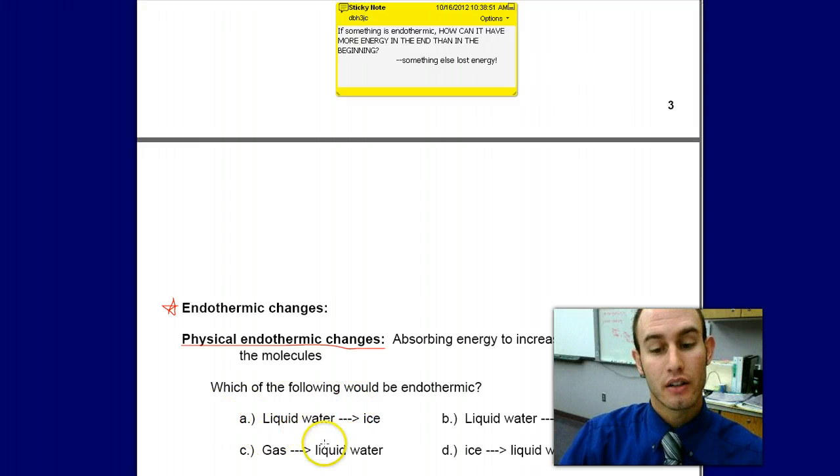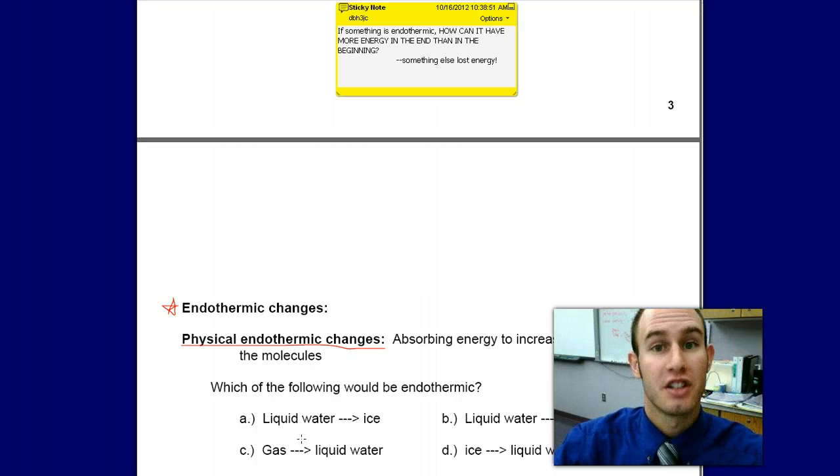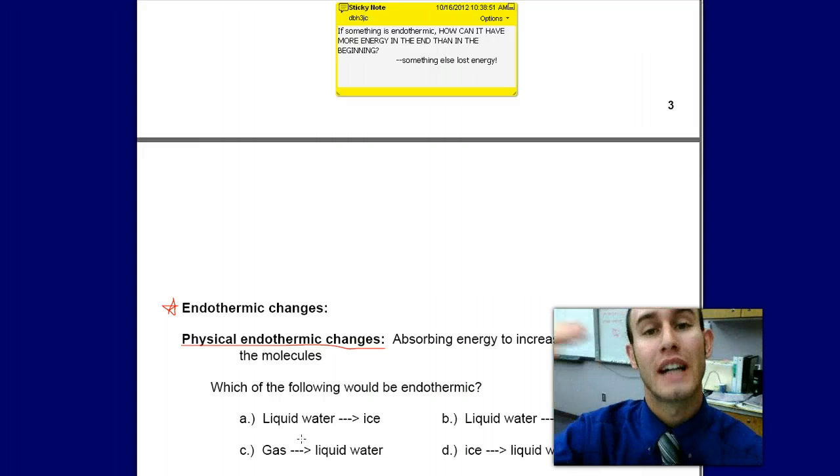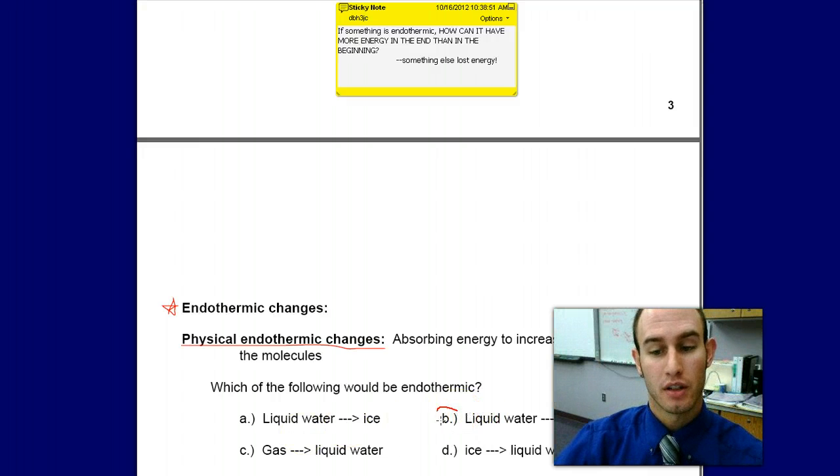Gas turning into liquid water. Again, you have gas that is condensing. That's condensation. Condensation does not mean that it is absorbing energy. As you absorb energy, it changes state. It would go to the higher state. So it would go from a liquid to a gas if it was absorbing energy. And that's where this one comes into play. This is a physical endothermic change.